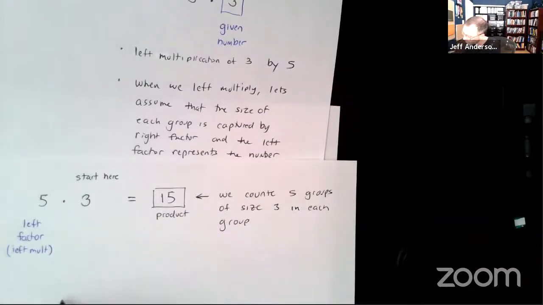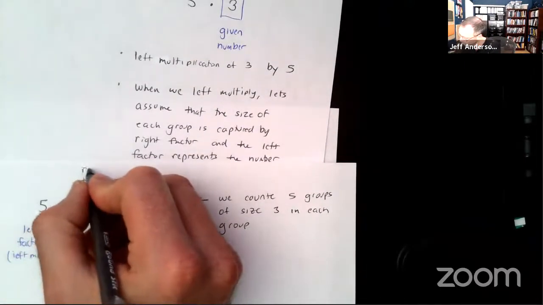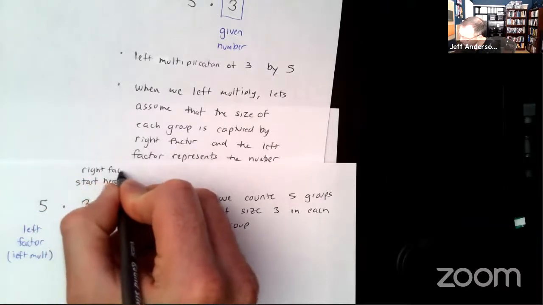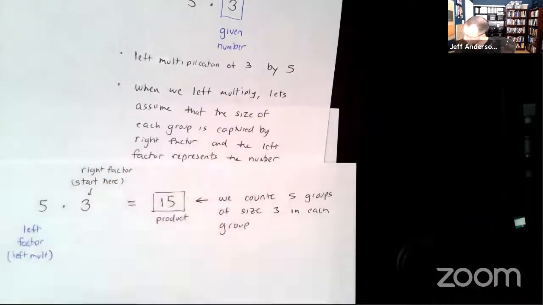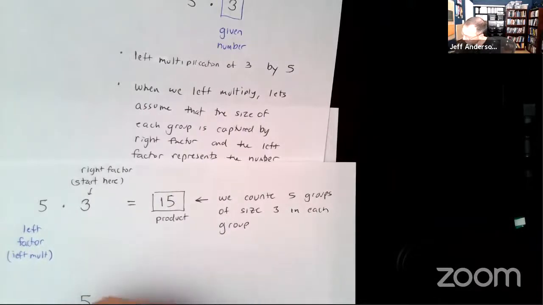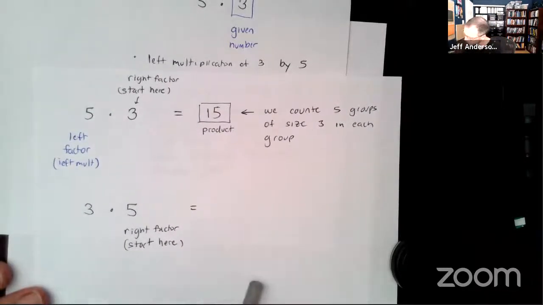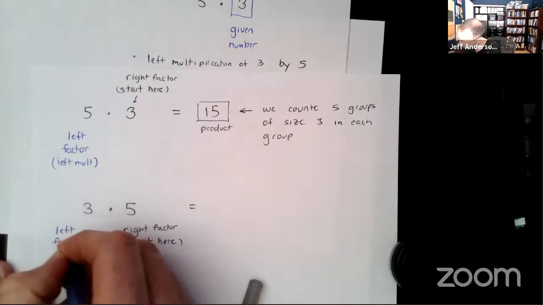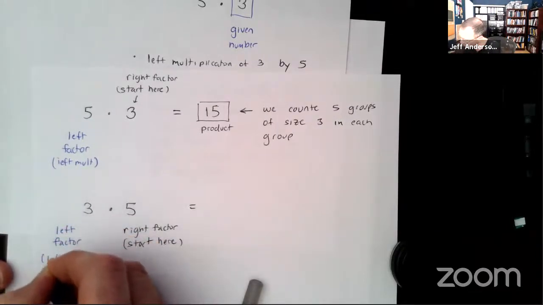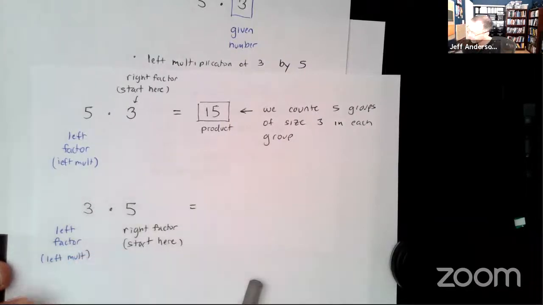Okay, well, what if we were to flip it? So the right factor is where we started. What if we said 5 was the right factor? So here, the right factor that we're going to start with is now 5. It's no longer 3. So we're going to start there, and then we're going to multiply on the left. So we're going to do left multiplication by 3. So now all of a sudden we're defining what the left factor should be. So we call that left multiplication.